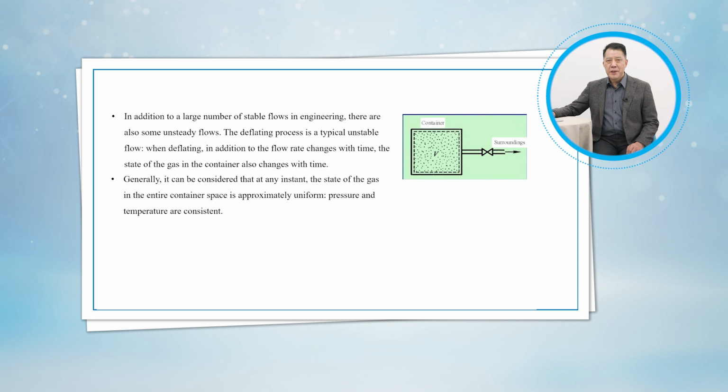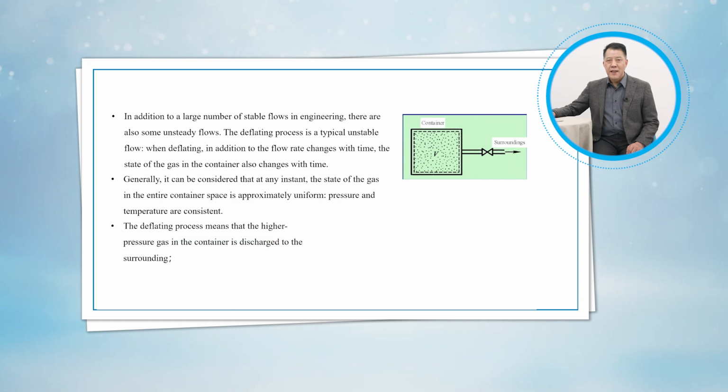Generally, it can be considered that at any instant, the state of the gas in the entire container is approximately uniform. Pressure and temperature are consistent. The deflating process means that the higher pressure gas in the container is discharged to the surroundings.